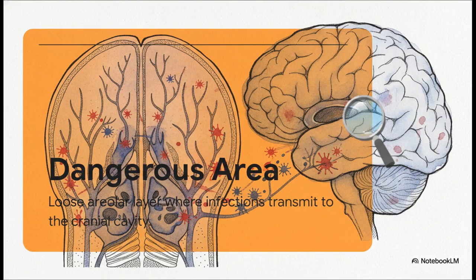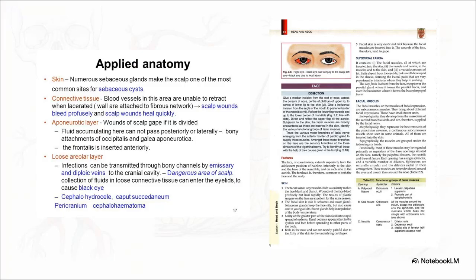And here we go. This circles right back to the question I asked you at the very beginning. The fourth layer, that loose areolar tissue, is the dangerous area of the scalp. But why? Because those emissary veins we looked at earlier pass right through it. If a patient gets an infection in this loose layer, that infection can use those emissary veins as a direct highway. It travels straight through the bone and right into the cranial venous sinuses, which can lead to devastating, life-threatening conditions like meningitis.